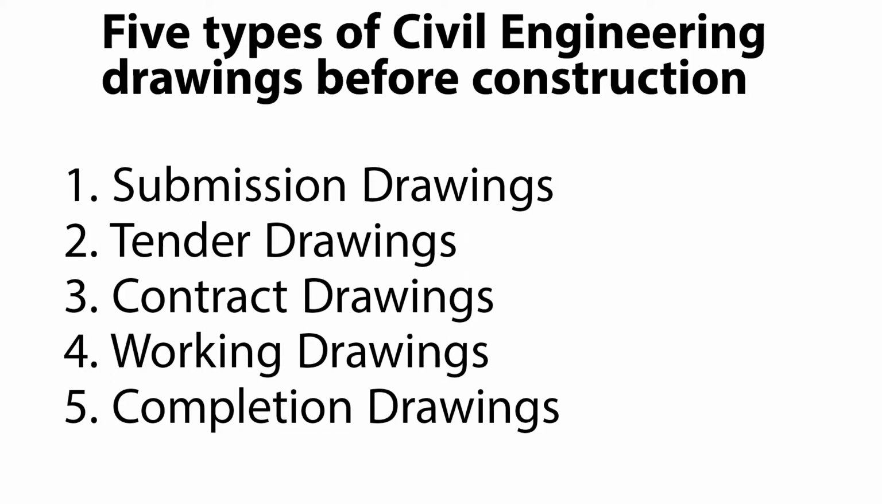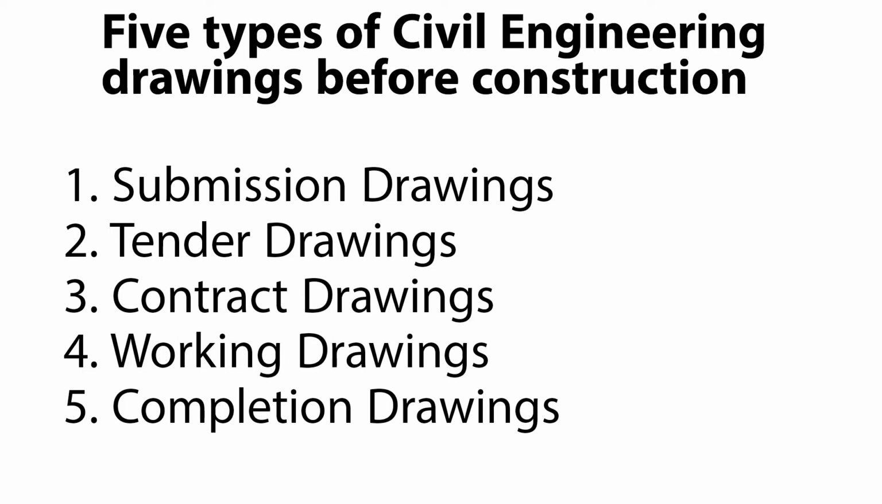Hello guys, in this video we are going to learn what are the types of civil engineering drawing normally prepared before construction. So there are five types of drawing that are prepared before construction. First is submission drawing, second is tender drawing, third is contract drawing, fourth is working drawing, and fifth is completion drawing.